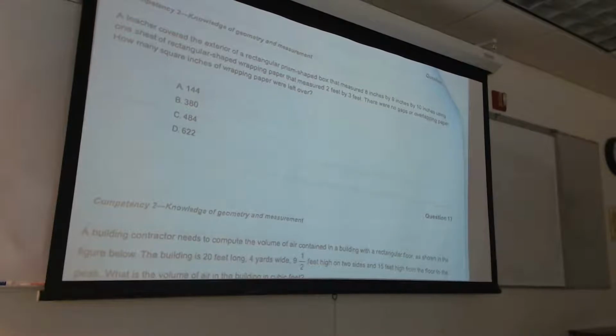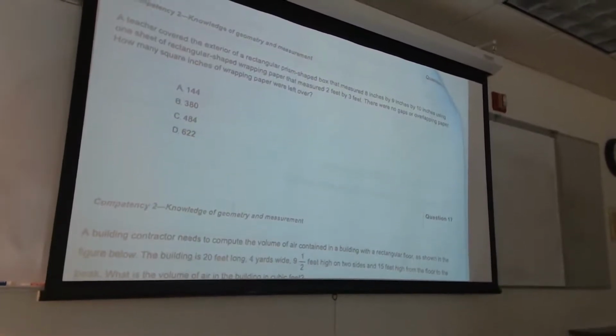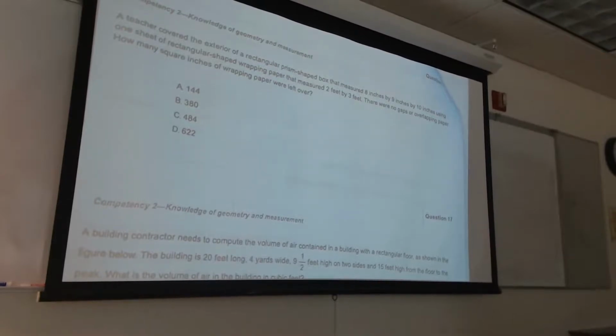All right. A teacher covered the exterior of a rectangular prism-shaped box. What's a rectangular prism? Like a box, like a shoe box. A shoe box is a rectangular prism. Prisms are named based on their bases, the ends. Their lateral faces are always rectangles. So a rectangular prism is just a box.